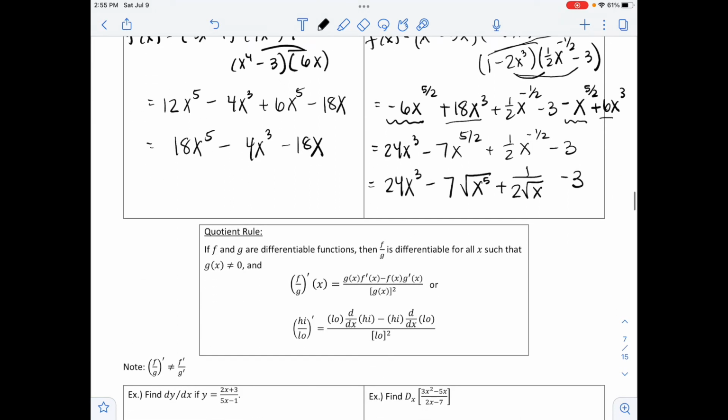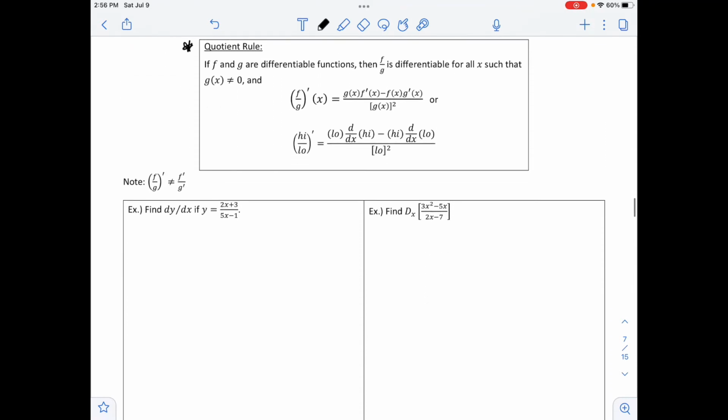Right below this, we have our next formula, which is the quotient rule. The quotient rule says if f and g are differentiable functions, then f divided by g is also differentiable for all x such that g does not equal 0. And so for this, we have the derivative of f divided by g is going to be g of x times f prime of x minus f of x times g prime of x all over g of x squared.